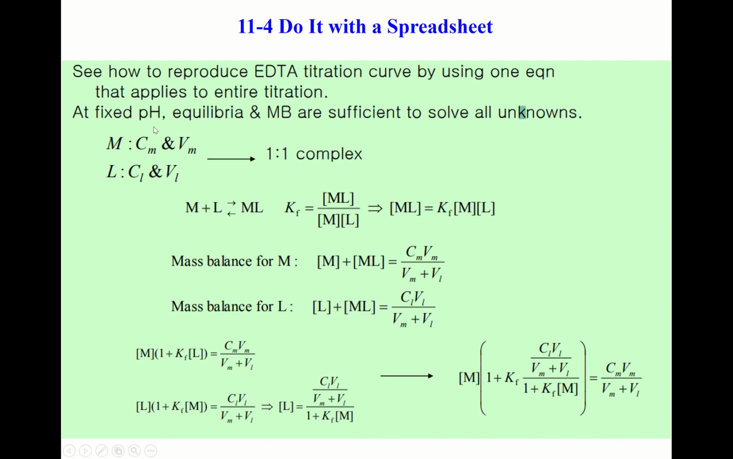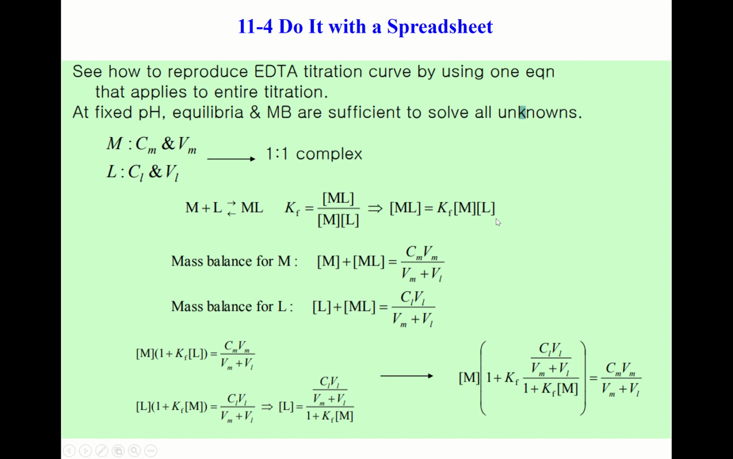At fixed pH, equilibria and mass balance equations are sufficient to solve all unknowns. So let's consider the metal and ligand. Here is a ligand, maybe EDTA, or any other ligand. Let's consider a one-to-one complex. Here, the formation constant is defined this way, and the metal-ligand complex concentration is given by the formation constant multiplied by the free metal and free ligand concentrations.